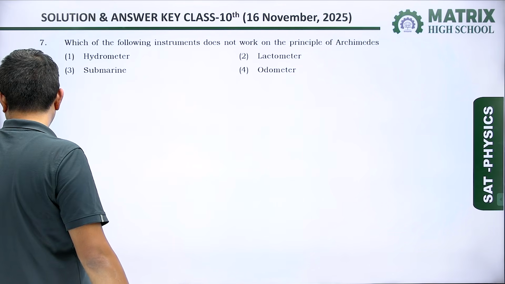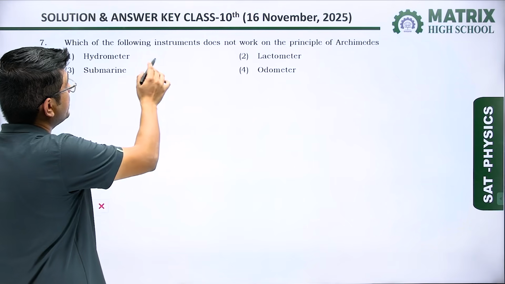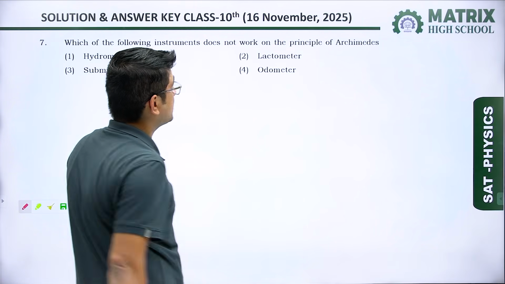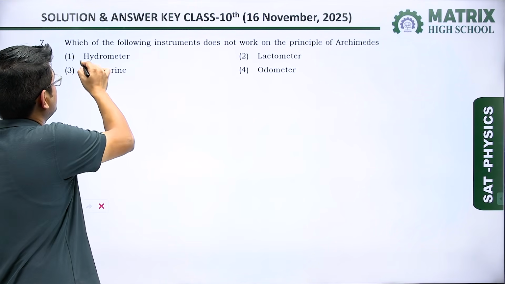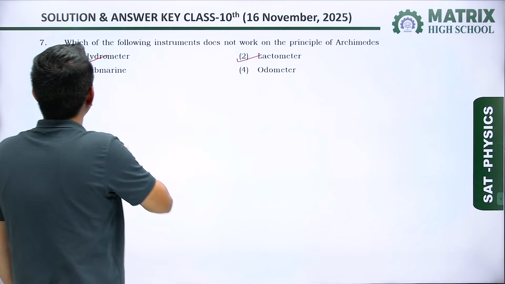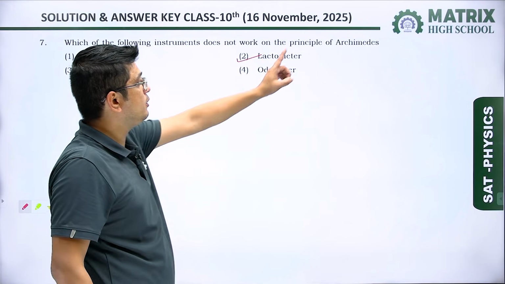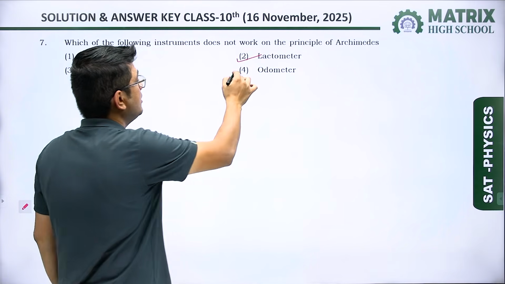Next question. Question number 7. Which of the following instrument does not work on the principle of Archimedes? As we know that hydrometer, lactometer and submarine work on the principle of Archimedes. So our correct answer will be option 4.